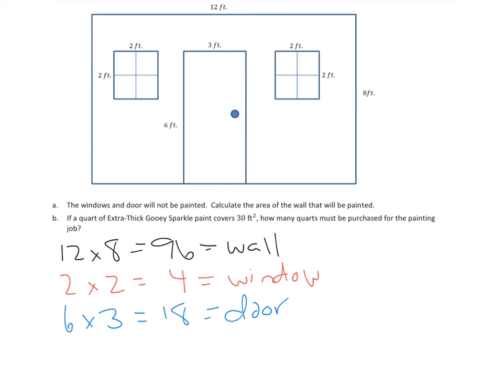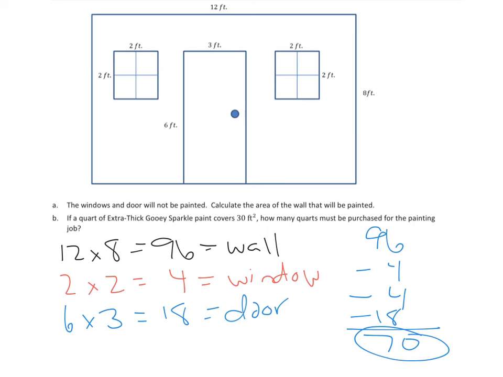So now if we know the wall is 96, and they're not going to be painting the windows and the door, to figure out how much of the wall will be painted, we just do 96 minus 4 for that second window minus 18. Okay? So 96 minus 4 would be 92, minus 4 more would be 88, minus 18 would give us 70. So the answer to A is 70. Okay?